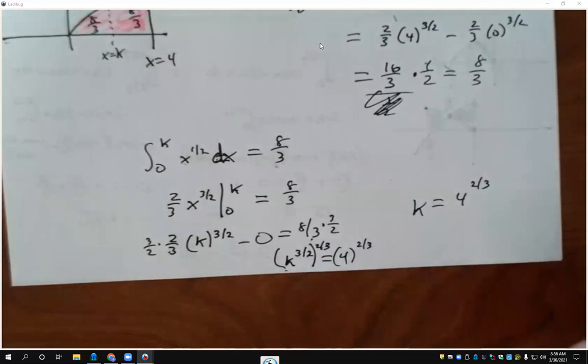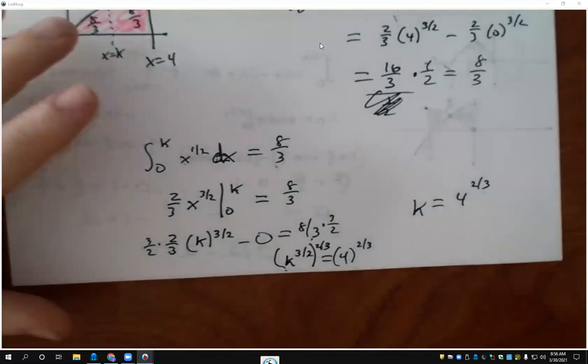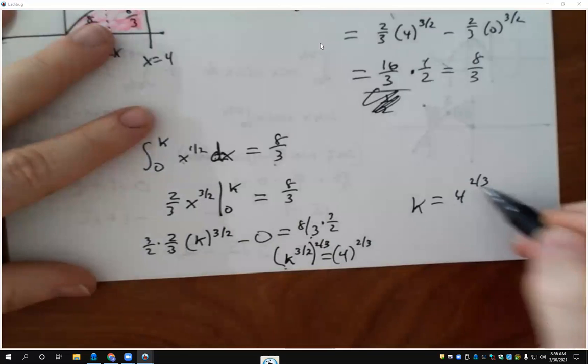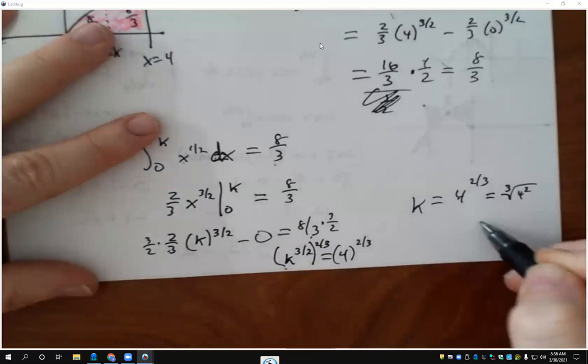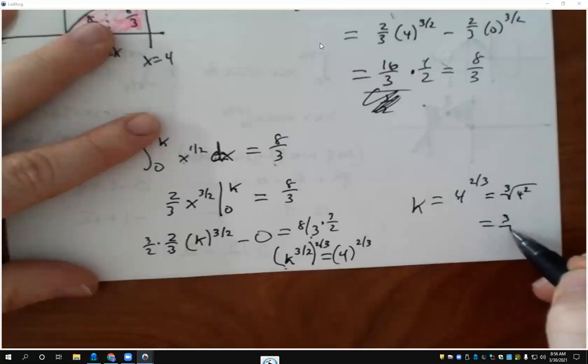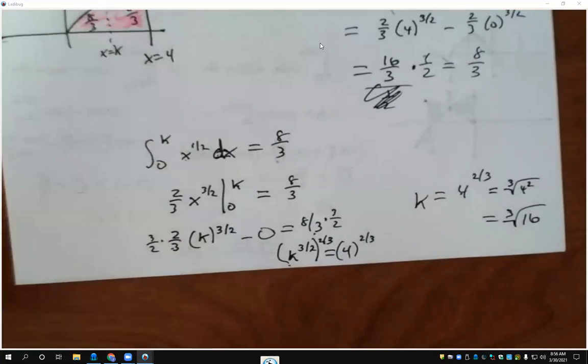And there's several ways you can write 4 to the 2/3. I chose to write it as the cube root of 16, I believe. But 4 to the 2/3 is the cube root of 4 squared. And that's how I came up with the cube root of 16. Like I said, hardest one on there. But if we understand how to set up the integrals, okay, and we draw a picture, it makes it a little easier.